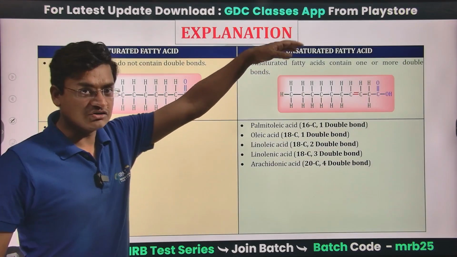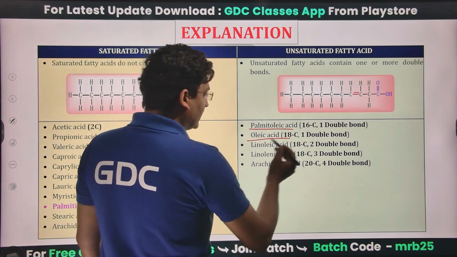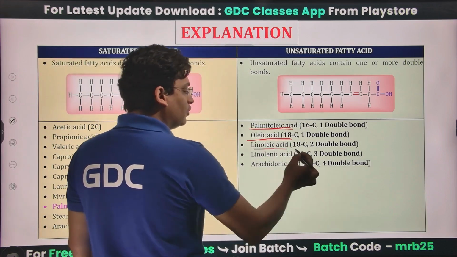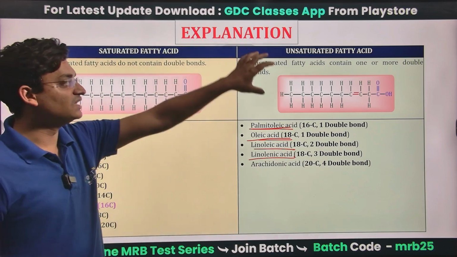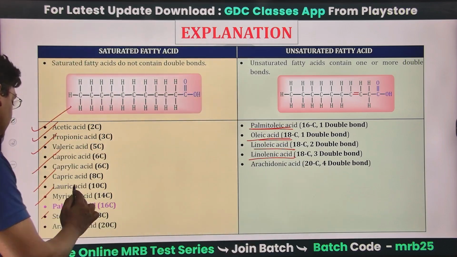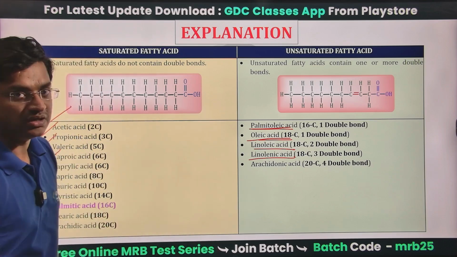So in case of unsaturated acids, we are having palmitoleic acid, oleic acid, linolenic acid and linoleic acid, arachidonic acid. These all are having basically unsaturations, while these others are saturated, having only single bonded carbon-carbon systems. So they are saturated fatty acids.